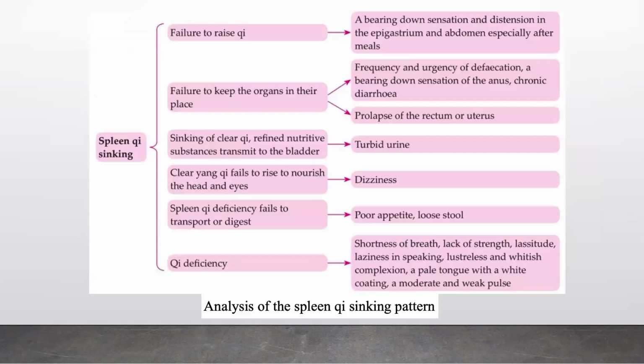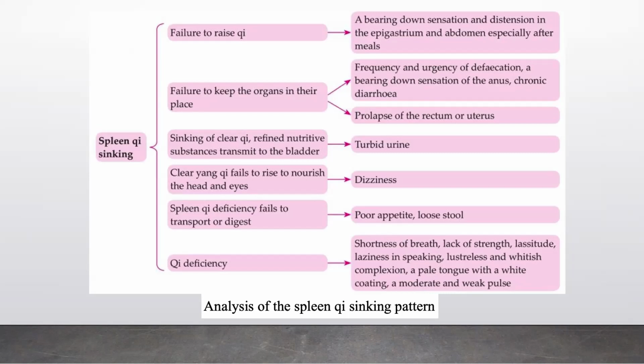Analysis of the spleen chi sinking pattern. Failure to raise chi will lead to bearing down sensation and distension in the epigastrium and abdomen, especially after meals. Failure to keep the organs in their place will lead to frequency and urgency of defecation, a bearing down sensation of the anus, chronic diarrhea, and prolapse of the rectum or uterus. Sinking of clear chi, refined nutritive substances transmit to the bladder, will lead to turbid urine.